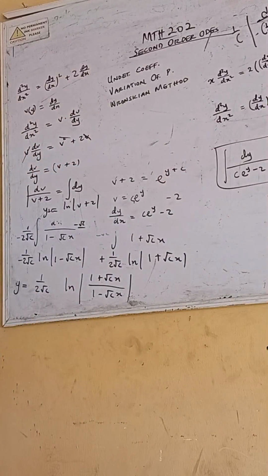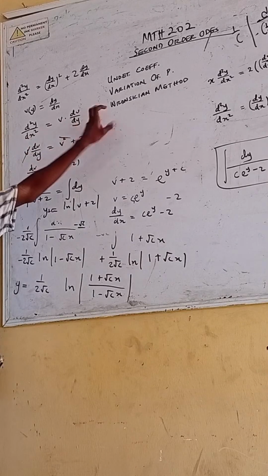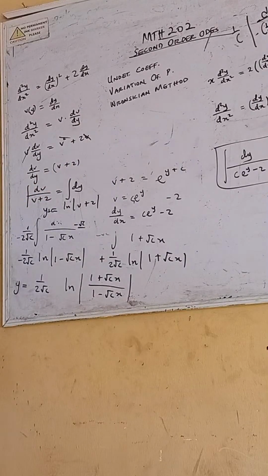Variation of parameters is the same thing as the Wronskian method, but the way I use both of them is drastically different. For variation of parameters, I'll follow exactly the way they did it. But this Wronskian method, I don't even think they did anything like that. But it's good to do it.